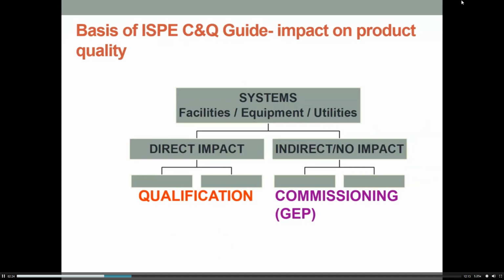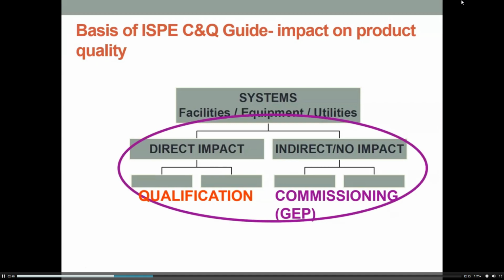If you look at this, if we take a system, a facility, or equipment as a whole, and we break it down into direct impact and indirect impact, we're going to be talking about those again in a minute. And then we look at what needs to be qualified and what needs to be commissioned. So everything needs to be commissioned. It's all done as part of the GEP, the Good Engineering Practices. But the part that we really would worry about qualification for is the part that is the direct impact.